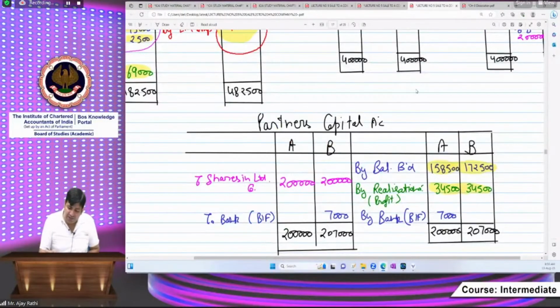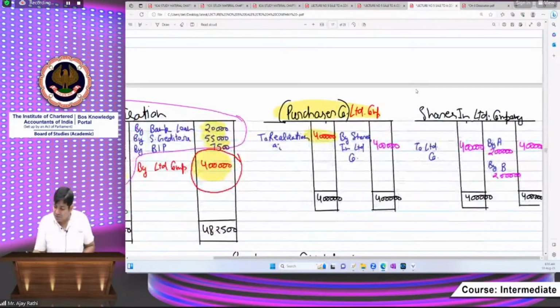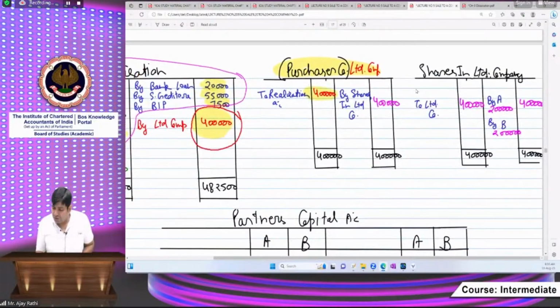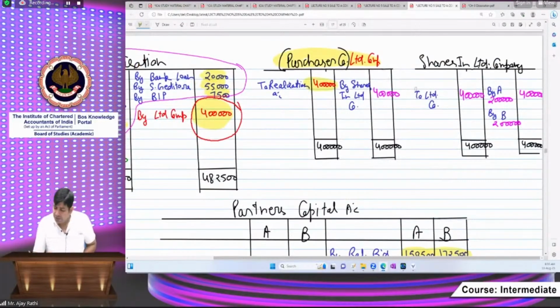So we are receiving here the PC. From where we shall receive the PC? Of course, beta, from the new company. Shares in new company account debit. You know what the question told us?